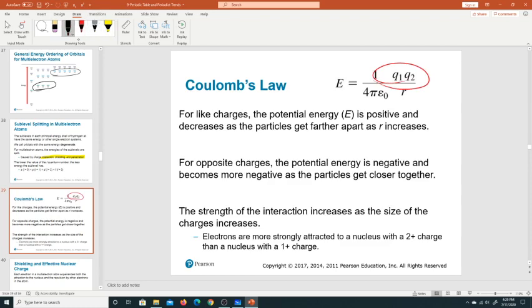So electrons are more strongly attracted to a nucleus of positive 2 charge than a nucleus of positive 1 charge. Remember, electrons have negative charge, protons have positive charge. So electrons closer to the nucleus are going to feel the nucleus more strongly. That's all that really says.